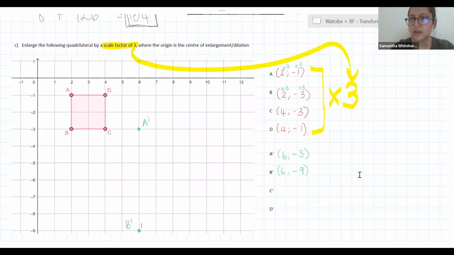Sorry, I'm trying to find people. Elenka, can you give me C dash? Hi, ma'am. C is 12, -9. Excellent. So 12, -9, because we times the original ones by 3. And so I get C dash down at the bottom here.